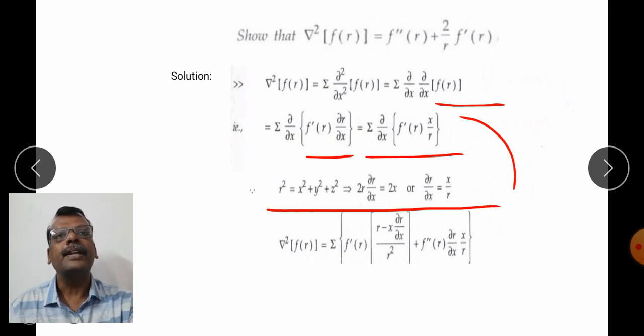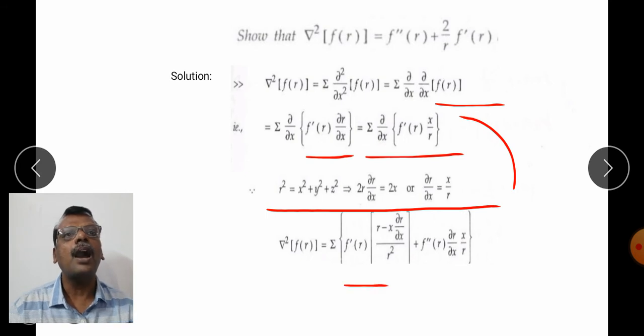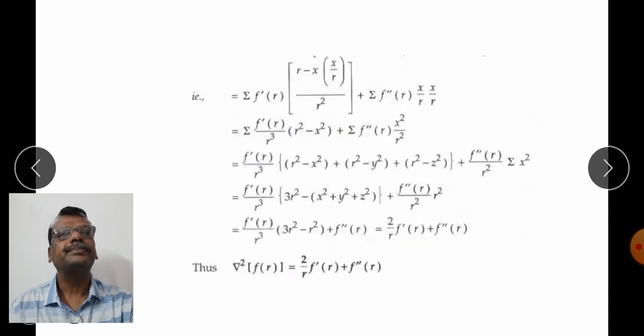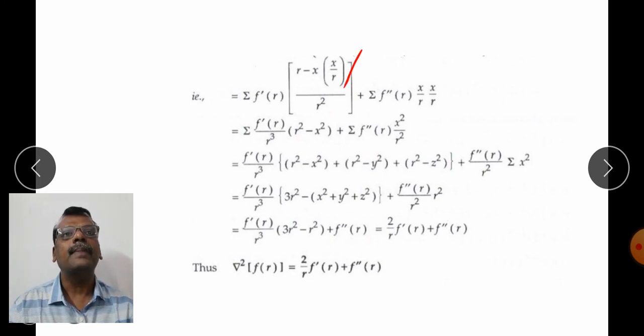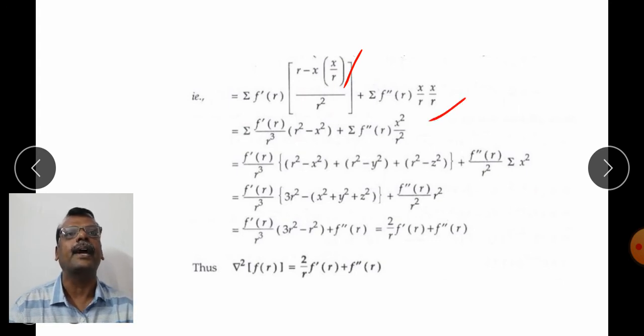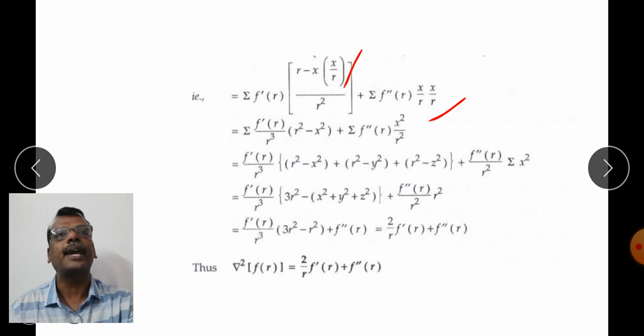Therefore, again differentiating partially the second term with respect to x. Now del square of f of r is equal to summation f dash of r into r minus x into dou r by dou x, by r square, plus f double dash of r into dou r by dou x into x by r. Then next, that is equal to summation f dash of r minus x into x by r, because dou r by dou x is equal to x by r, divided by r square, plus summation f double dash of r into x by r into dou r by dou x, which is again x by r. X by r into x by r is equal to x square by r square.